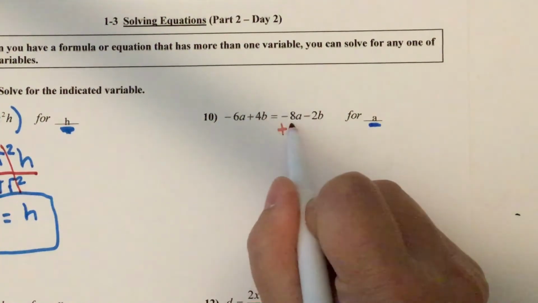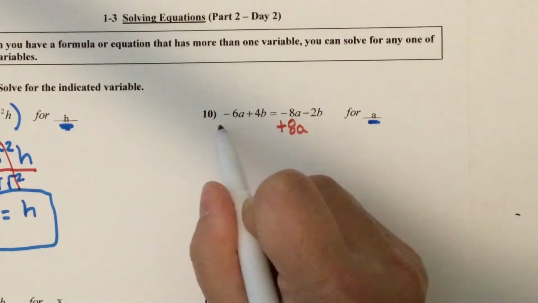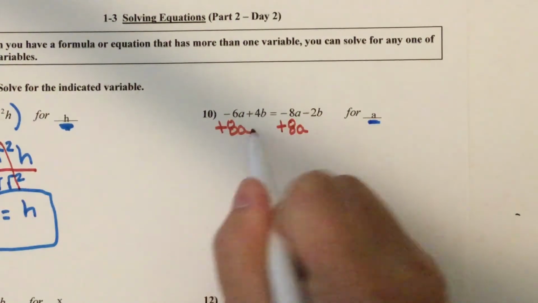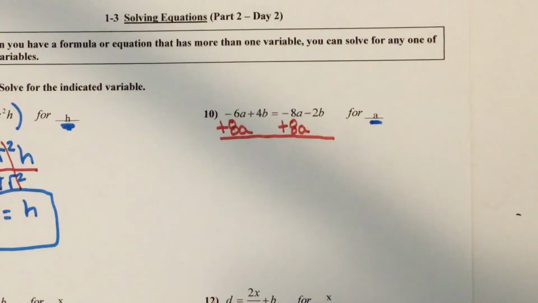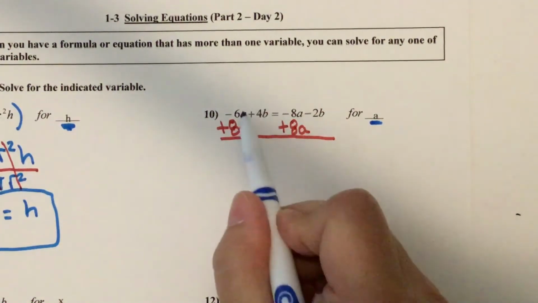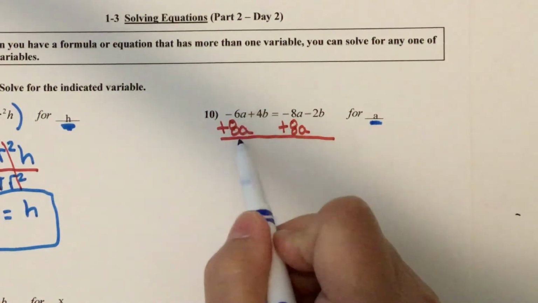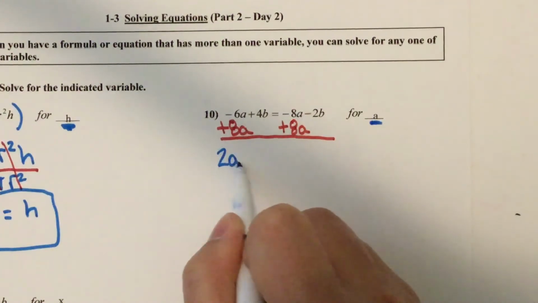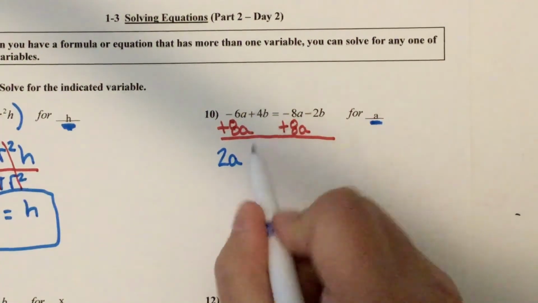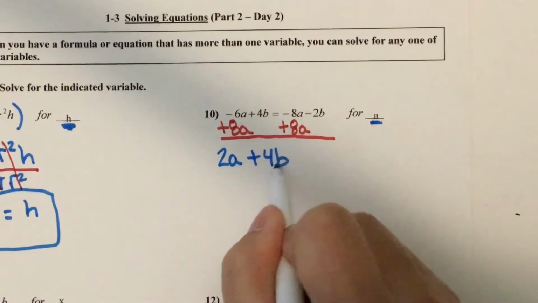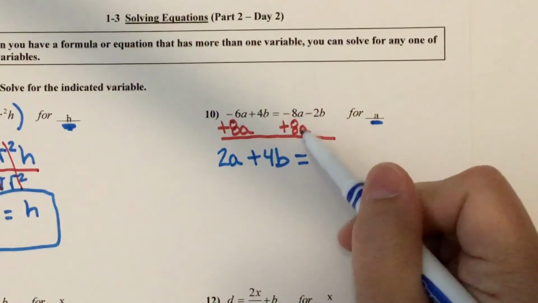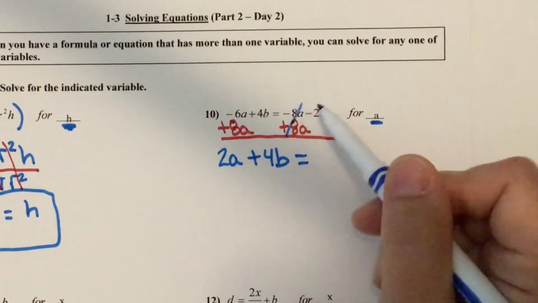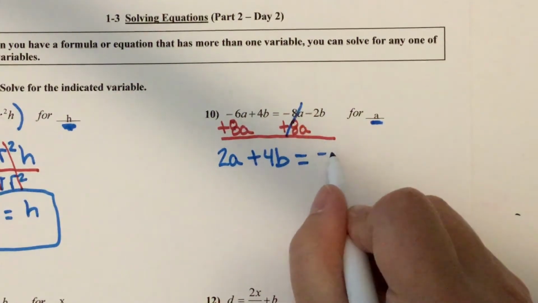So I'm going to move the minus 8a by adding 8a to both sides. Remember, if you do it to one side, you have to do it to the other. So negative 6a plus 8a is a positive 2a. Bring down the positive 4b. Bring down the equals. Negative 8a plus 8a is 0. Shoop. And bring down the minus 2b.